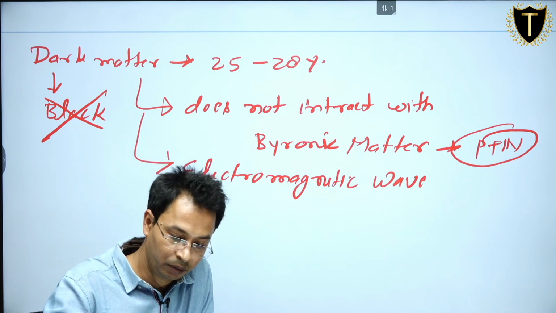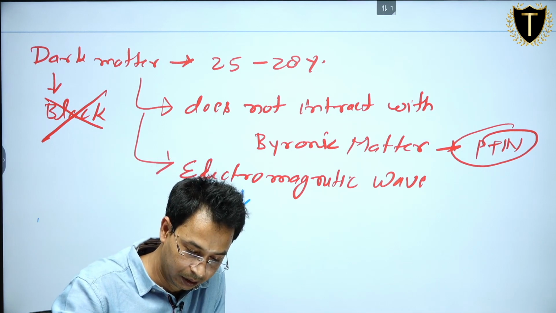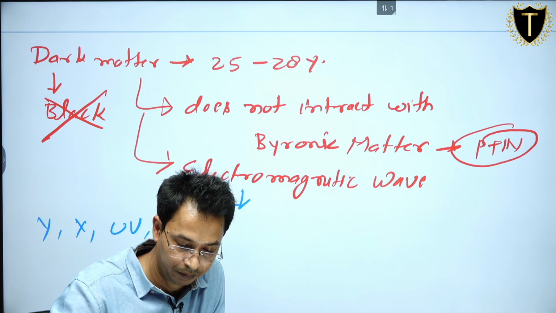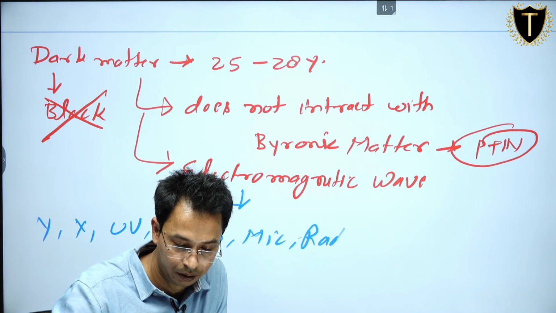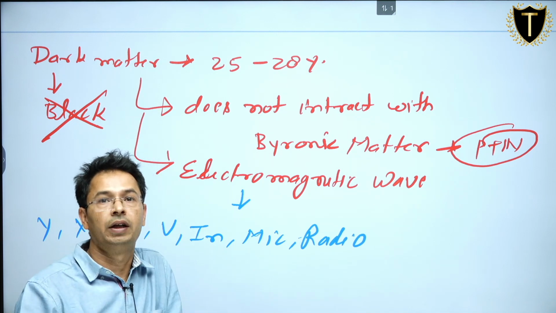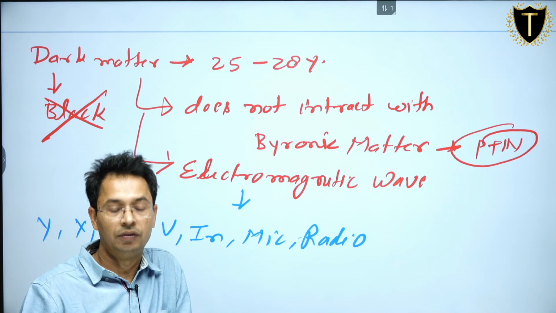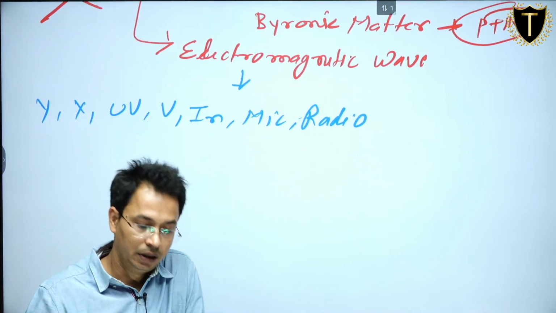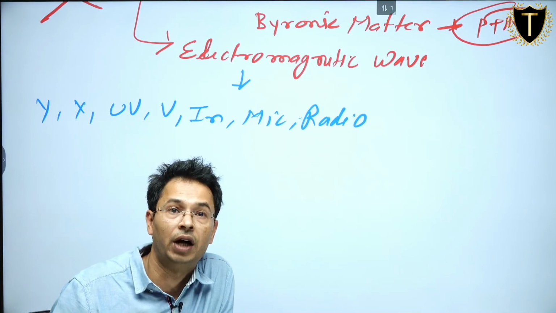As I told you in the previous lecture, electromagnetic waves are gamma rays, X-rays, UV rays, visible rays, then infrared, then microwaves, then radio waves. These are the electromagnetic waves. Dark matter does not even interact with them. That is why it is very difficult to detect dark matter, and it has such a huge composition in the universe. Then what is the role of dark matter?